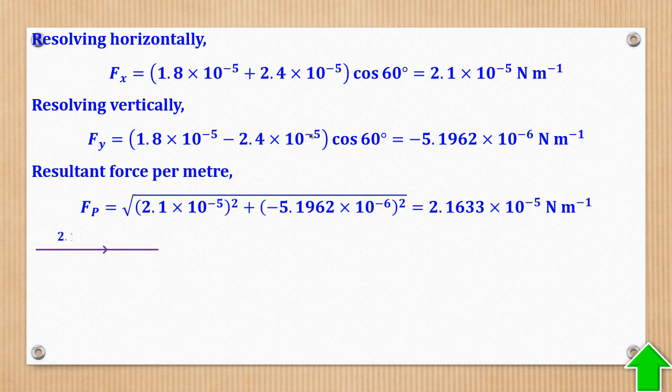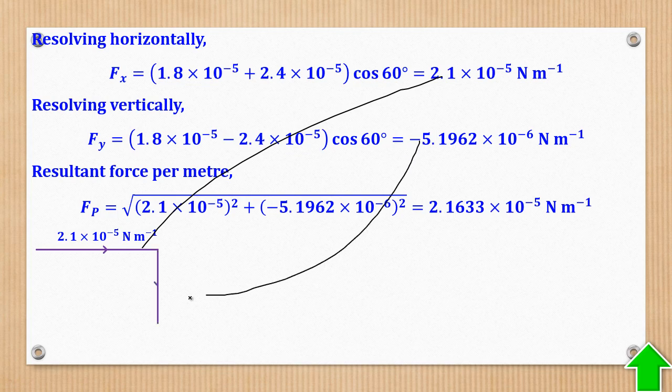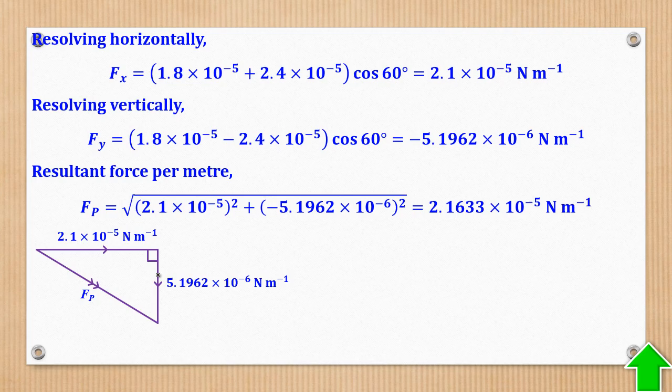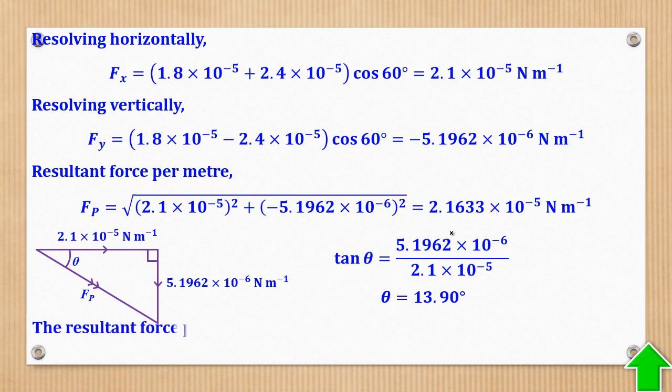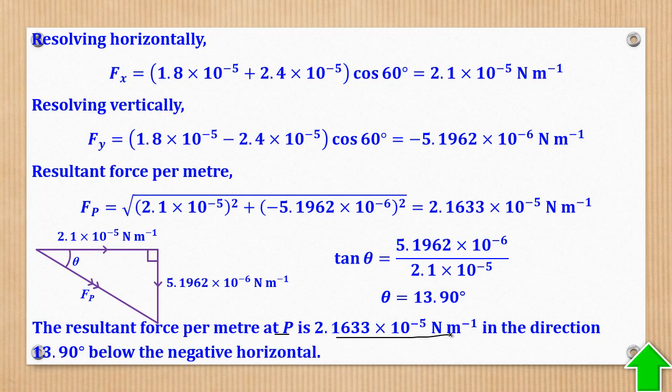And then remember, force is a vector quantity, so you have to get the direction. So positive horizontal, negative vertical means downward. Then you join from start to end, which will be the resultant. Therefore, tan theta will be equal to opposite over adjacent. Using a calculator, theta will be that. Then you can conclude that the resultant force per meter at P is this, in the direction this far below the negative horizontal.